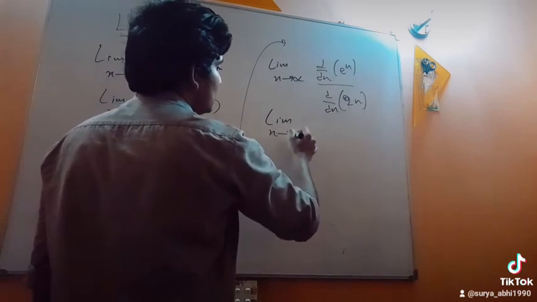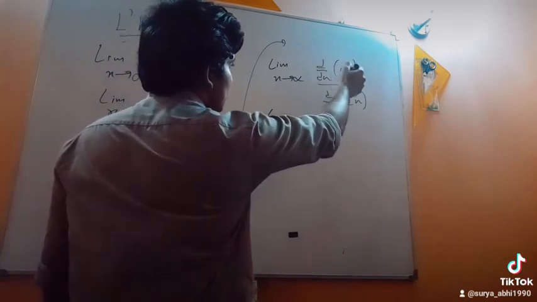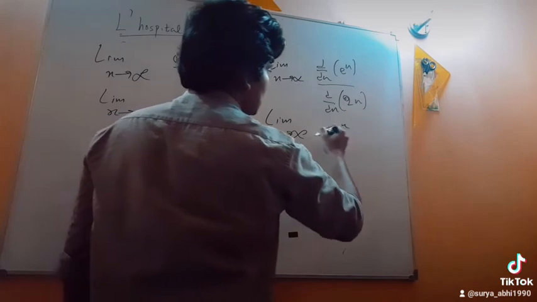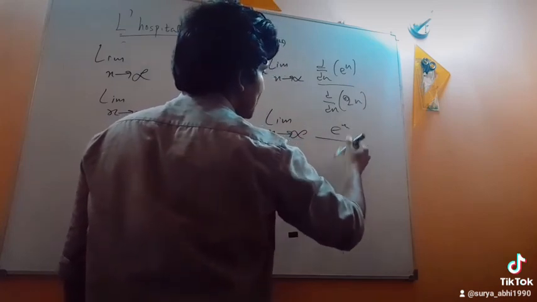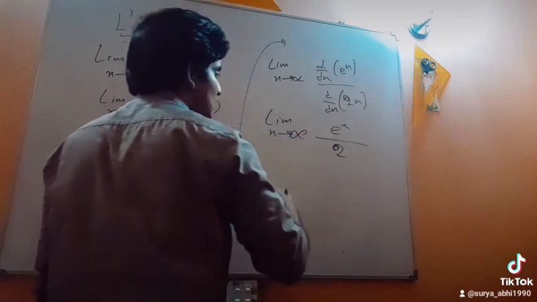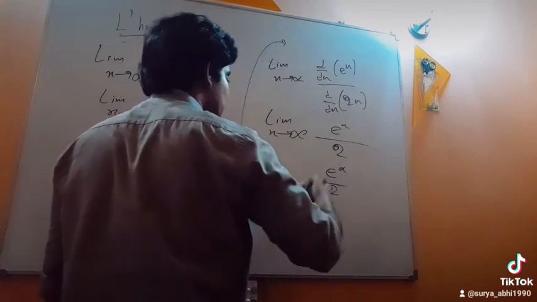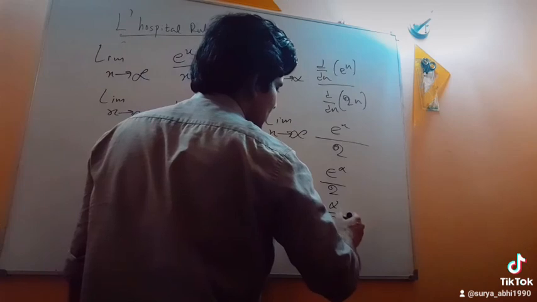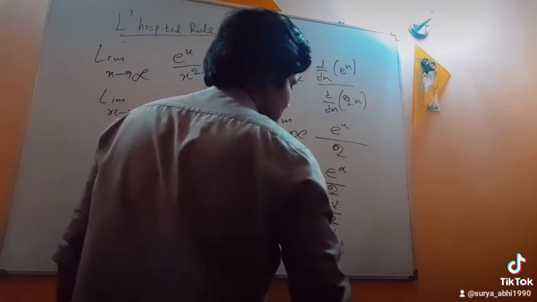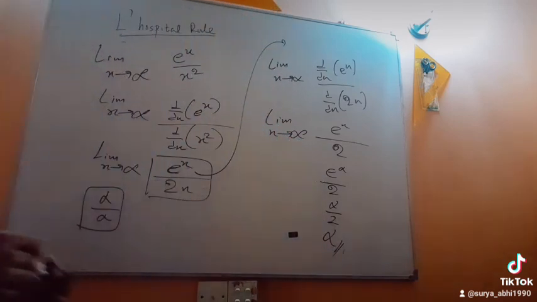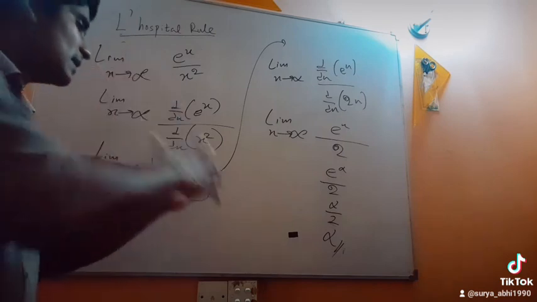Limit x tends to infinity, d by dx of e to the power x is e to the power x, and d by dx of 2x is 2. Now let's apply the limit: e to the power infinity divided by 2. E to the power infinity is infinity, and infinity divided by 2 is infinity. So now you got the answer, and that is done.